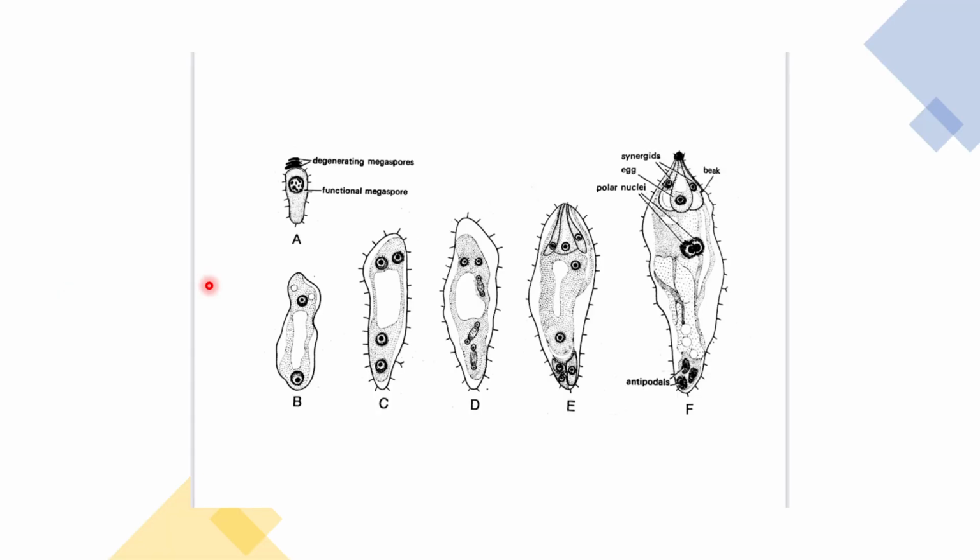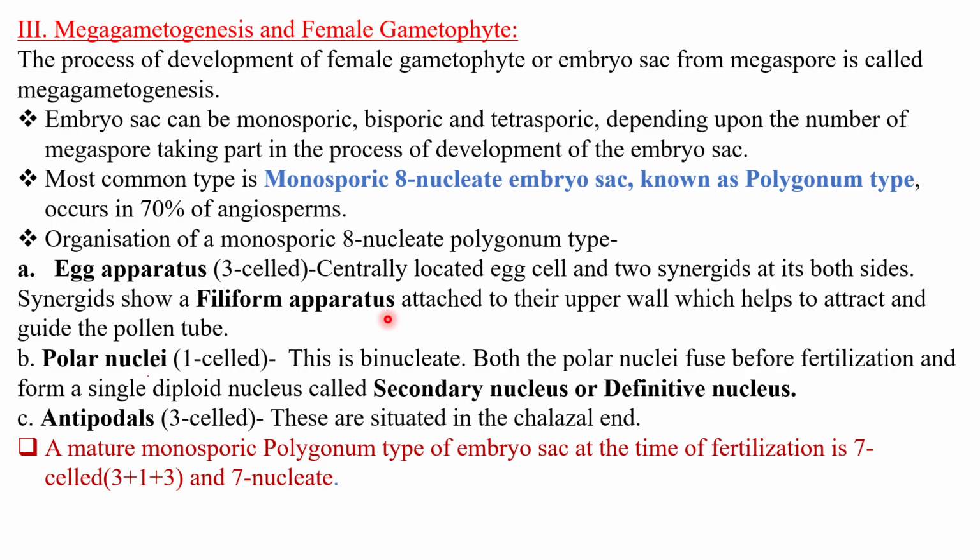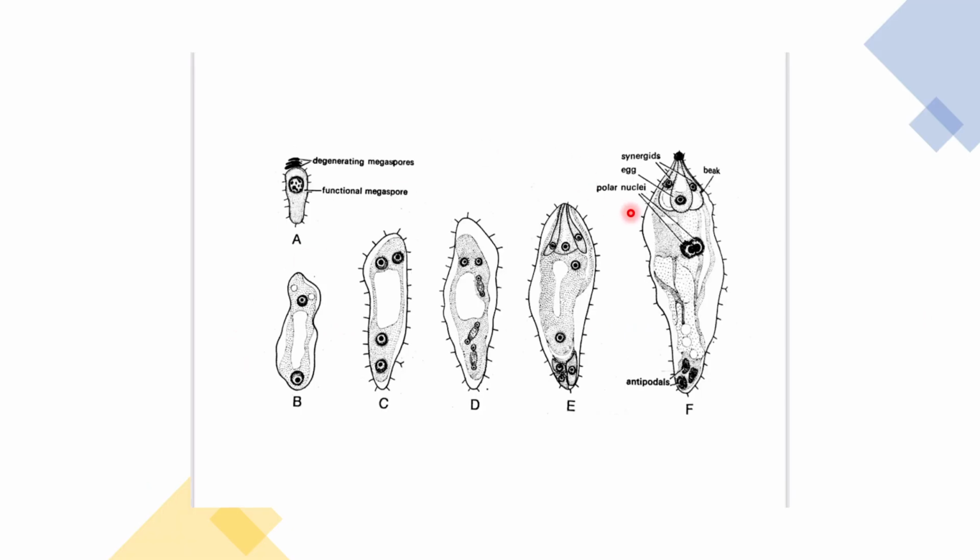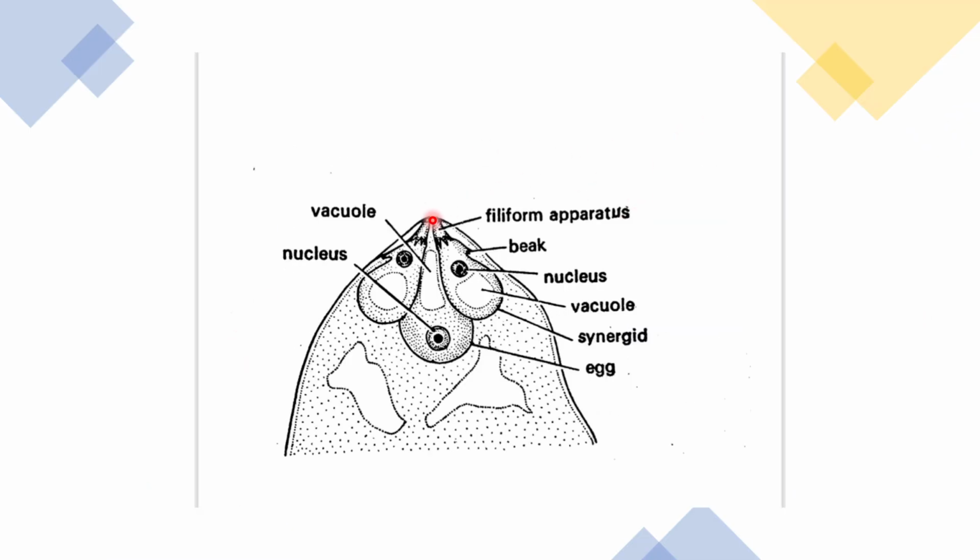First is the egg apparatus. Here we see the egg apparatus. These three cells are together called the egg apparatus. The middle one is known as the egg cell, and the two cells on the sides are known as the synergids. The synergids show a filiform apparatus attached to their upper wall, which helps to attract and guide the pollen tube. Here we see the filiform apparatus is present in the synergids, and this helps to guide the pollen tube. A beak is also present here.